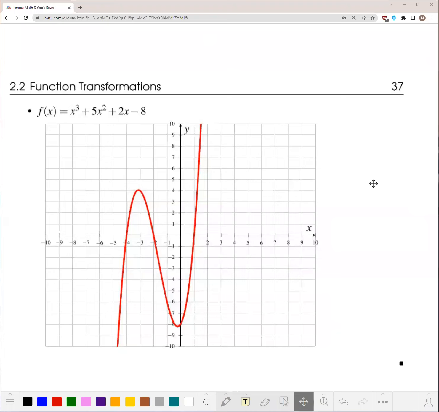Oh, there are network connectivity problems. That's awkward. I'm going to pause this video while I fix that. Okay, I got it all fixed up.